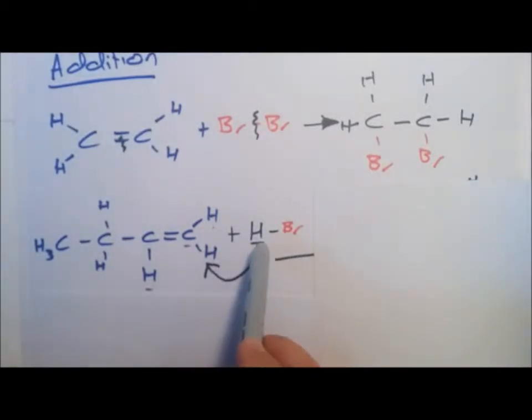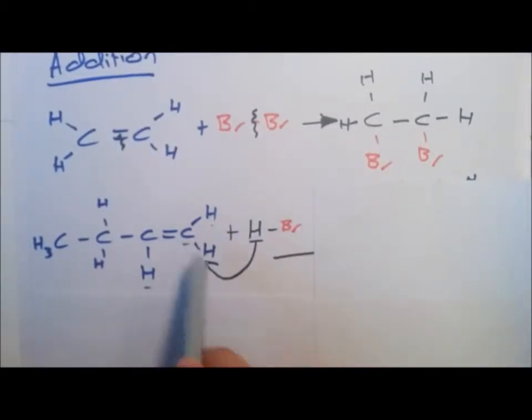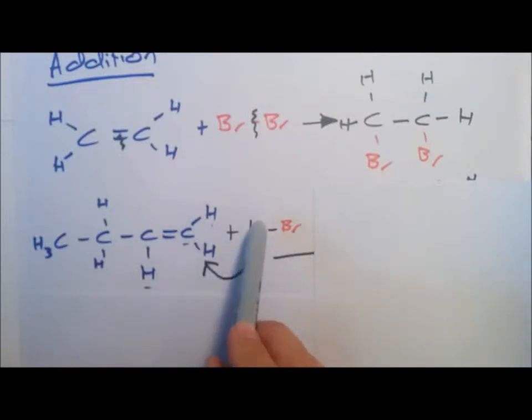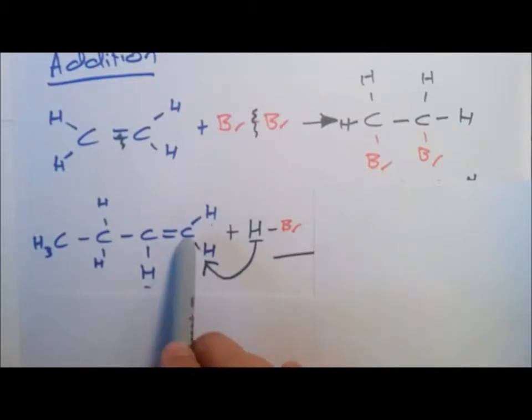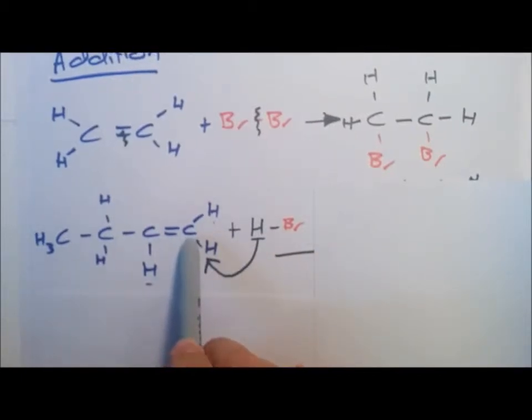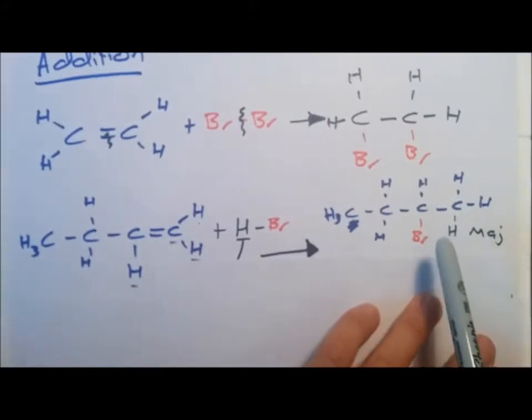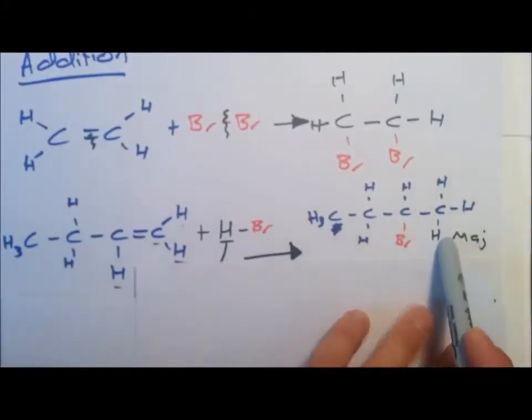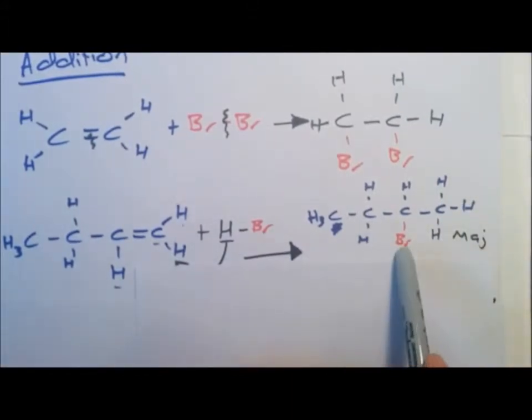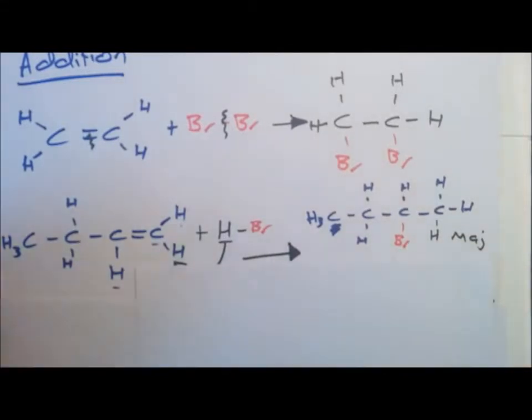So if you look at this one, we've got HBr. This carbon has two hydrogens on it, so the hydrogen is more likely to be added to that carbon, and then the bromine will go to there. So your major product ends up being this here, where the hydrogen went to the first carbon and the bromine went to here second. Doesn't happen all the time.